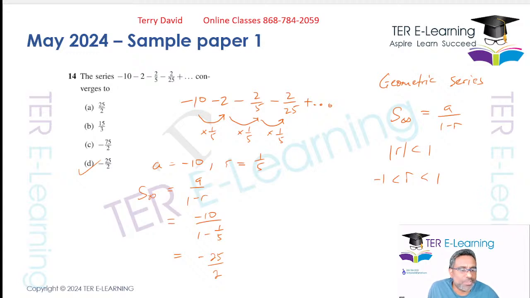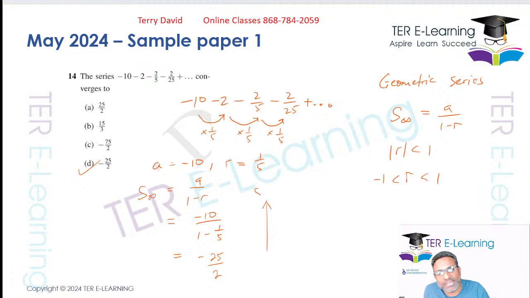Somebody's asking, what does it mean when it converges? It means that when you keep adding up the series, as the series gets larger and larger, it approaches one particular value. That is what it means when a series converges. No matter how much you add, it approaches that value.